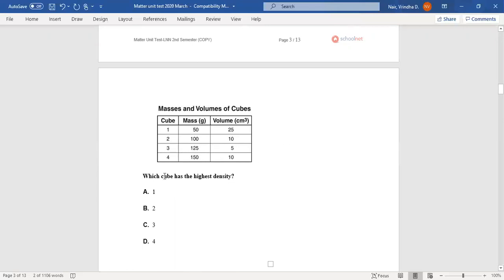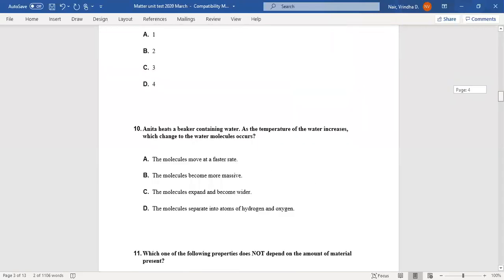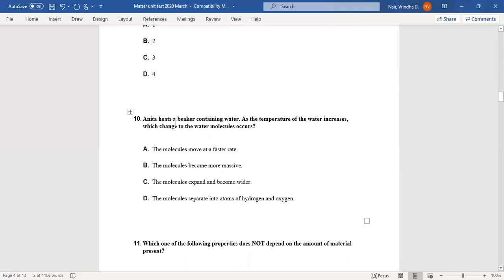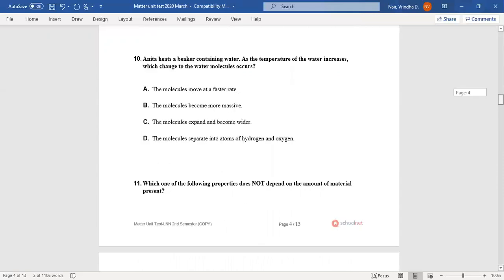Now, you need to know the formula for you to actually do it. We did it a couple of times in the classroom. If you do not know, you can go and review them and then try to do it. Okay? Anita heats a beaker containing water. As the temperature of the water increases, which change to the water molecule occurs? The molecules move at a faster rate, the molecules become more massive, the molecules expand and become wider, the molecules separate into atoms of hydrogen and oxygen.